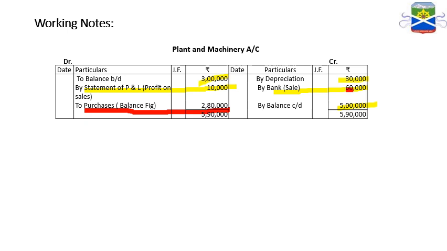These two parts, this 60,000 and 2,80,000, together will go to the investing activity, whereas the statement of profit and loss 10,000 and depreciation 30,000 will go to the operating activity to solve this question.